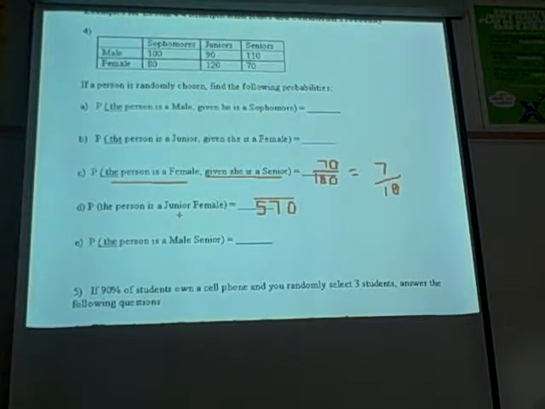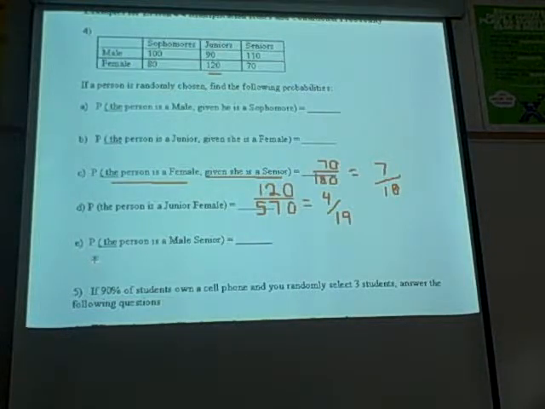A junior female means they're both, a junior and a female. So how many junior females do you see up here? 120. So just put 120 over 570. Divide by 2, that's 12 over 57. Divide those both by 3, that's 4 over 19 is your final answer. Any questions on that one? All right, let's keep moving.